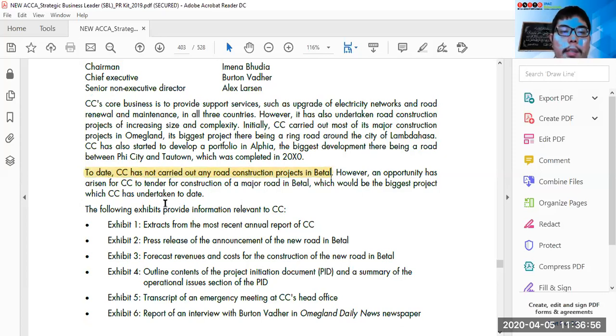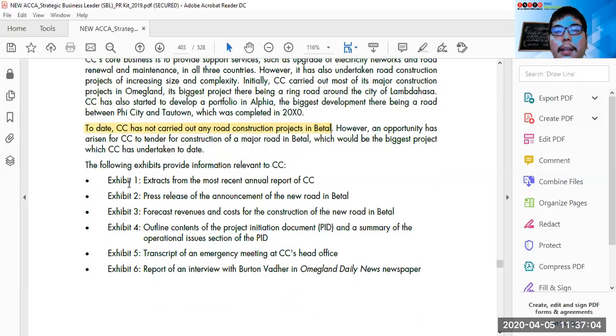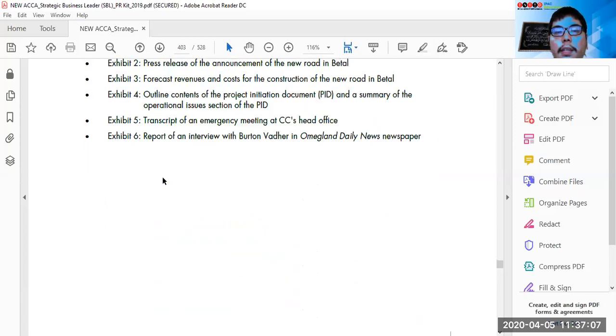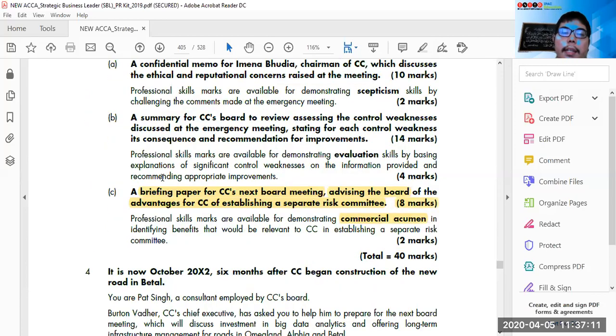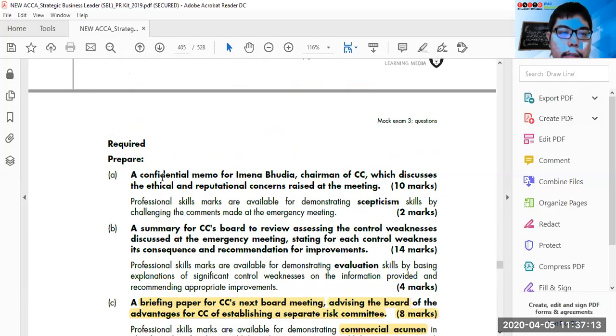However, an opportunity has arisen for CC to tender for construction of a major road in Betal, which will be the biggest project which CC has undertaken. Okay, the following exhibit is being given to you. All right, so I'm interested in question 3C.